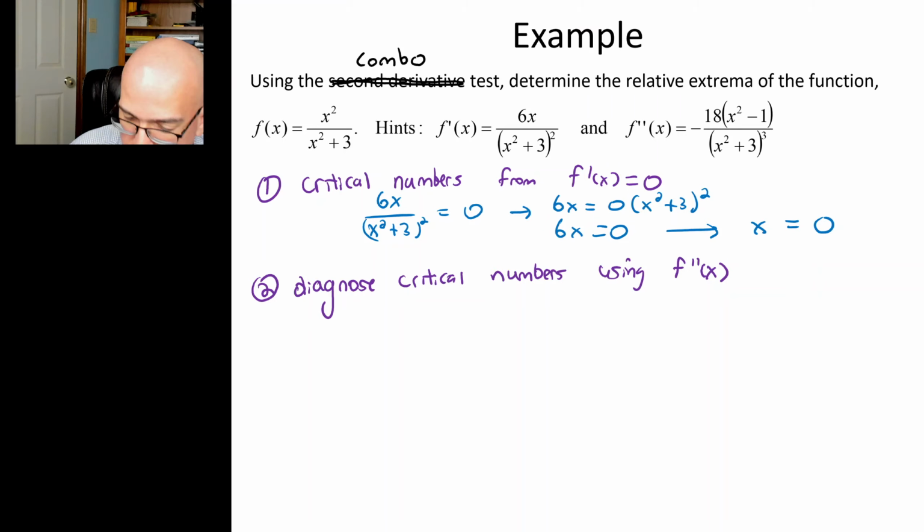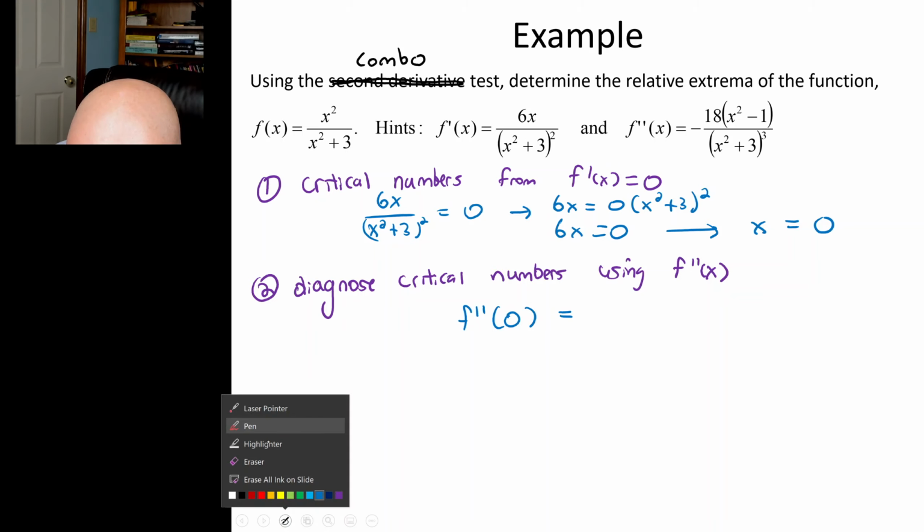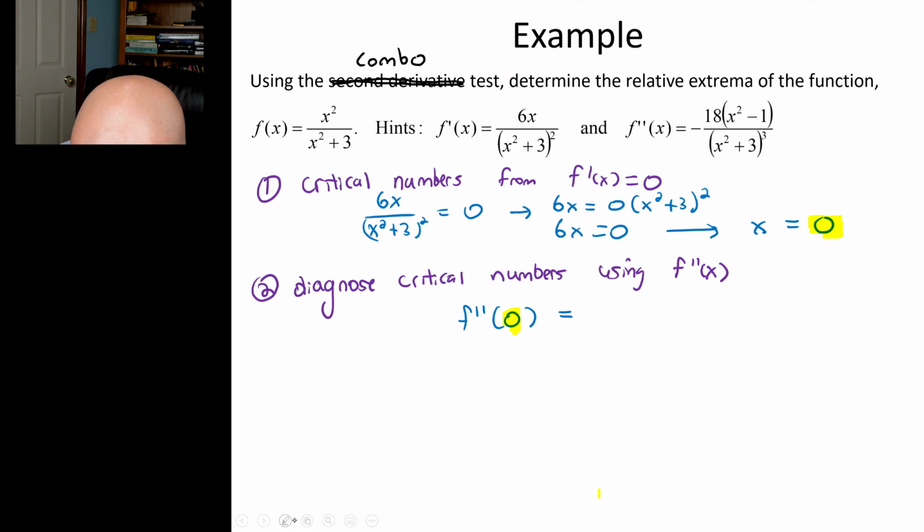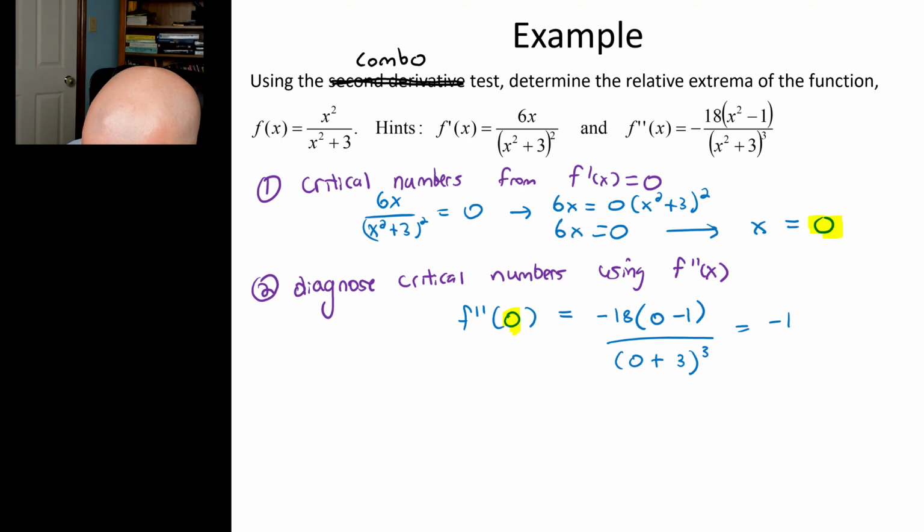Now we diagnose it. F double prime at 0. I'm just taking this number and plugging it in there. Whatever I got for my critical points, I'm going to plug them into the second derivative. We only got one, so there's only one thing to plug in. So we have negative 18 times 0 minus 1 divided by 0 plus 3 cubed. So negative 18 times negative 1 divided by 27. I get a negative times a negative over a positive, so I'm going to get an overall positive.